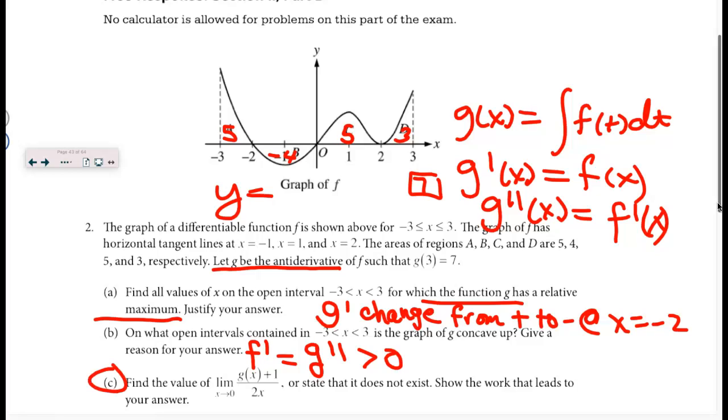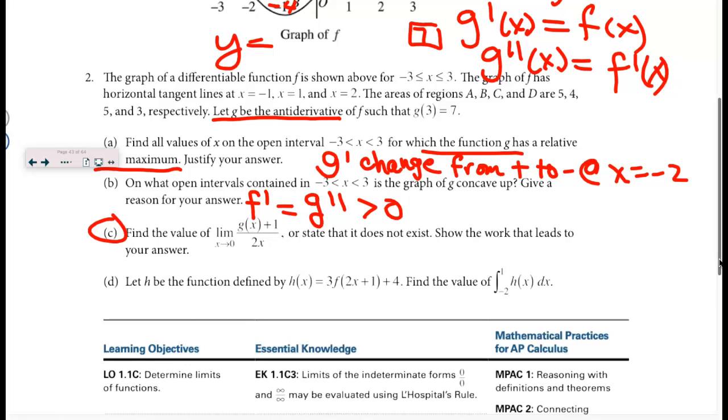The minute I see this limit sitting in the middle of a FRQ, I haven't even looked at it yet, but what am I thinking? It's probably L'Hopital. There was a year it wasn't. So you do need to make sure that the top and the bottom are both going to what? 0 over 0 or infinity over infinity. You have to do that separately. You can't just write equals 0 over 0. They don't accept that.